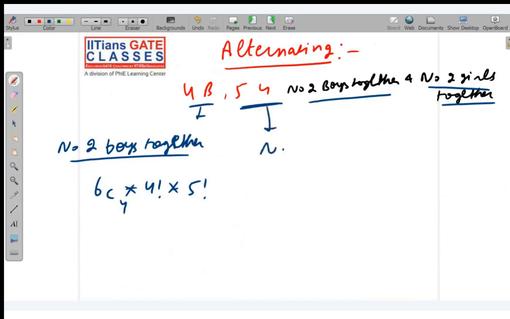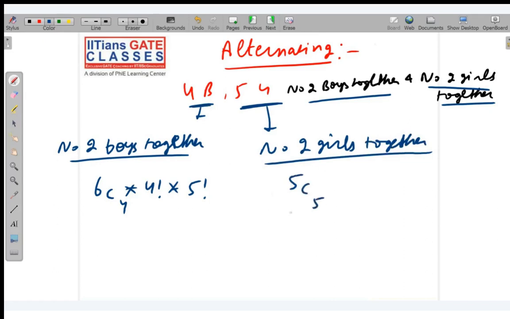So next question is no 2 girls together. If we say no 2 girls together, then first I will arrange the boys. After placing the boys, I will be getting 4 plus 1, that is 5 places. From 5 places I will choose 5 places, obviously only one way, and then I will arrange the girls and then I will arrange the boys. This is the answer. 5C5 is 1 only, because from the 5 you have to choose the 5. Obviously only one way is there, that's why the answer is 1 into 5 factorial into 4 factorial. Okay, this is the way.